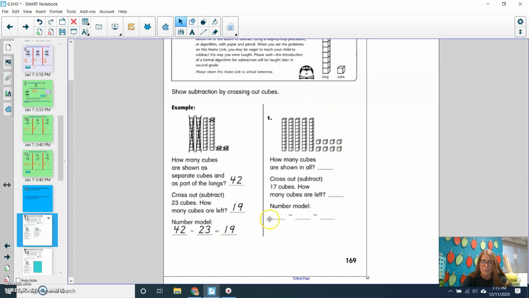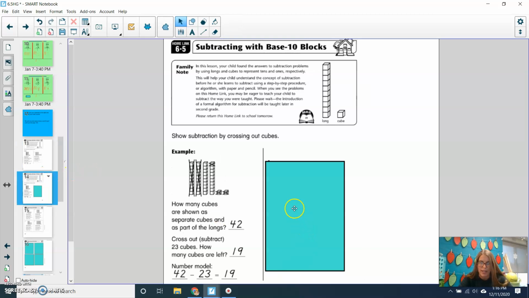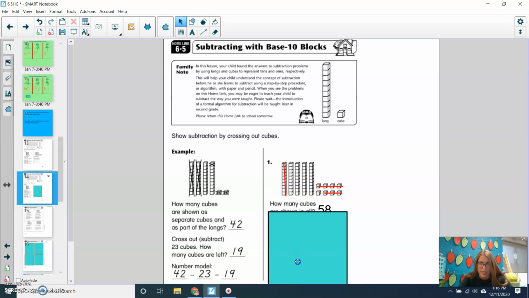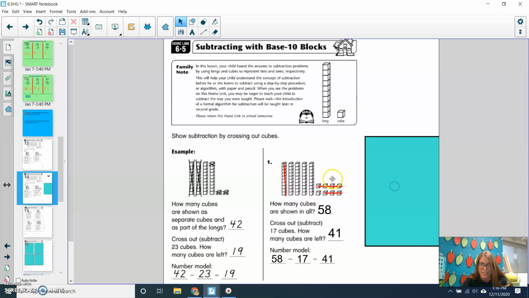Could you try that same problem with number 1? Press pause and play to check. Okay, so for number 1, I'm going to have to reveal a little bit here. So I can see that I have a total of 58 cubes, and they asked me to cross off or subtract 17. So I crossed off my 1 long and my 7 cubes, and then I can count and see that I have 41 left, giving me the number model 58 minus 17 equals 41.